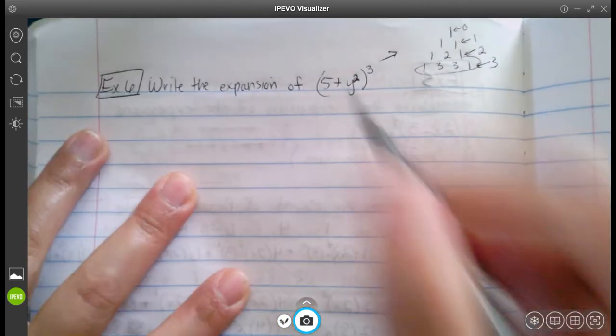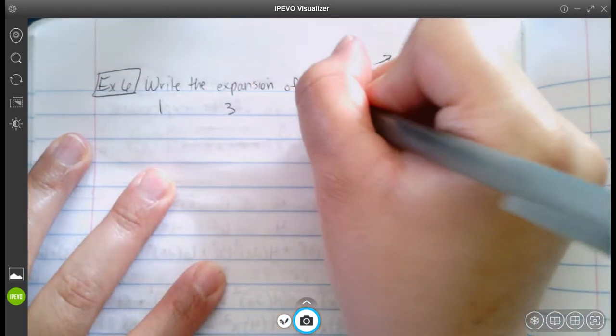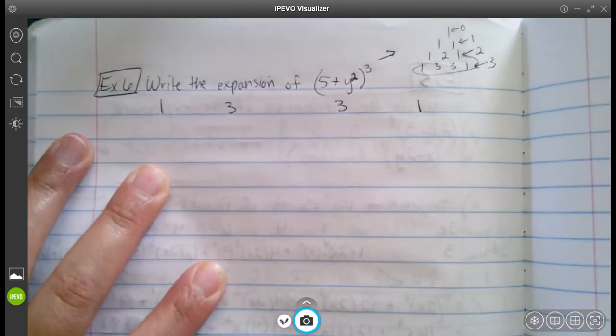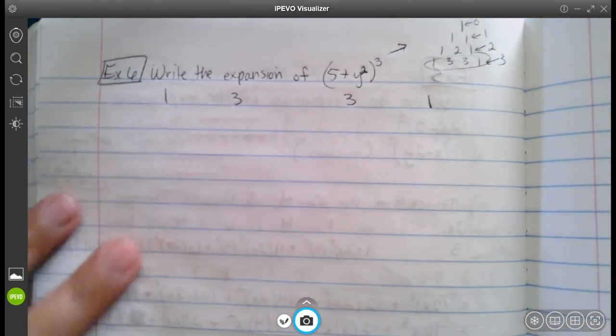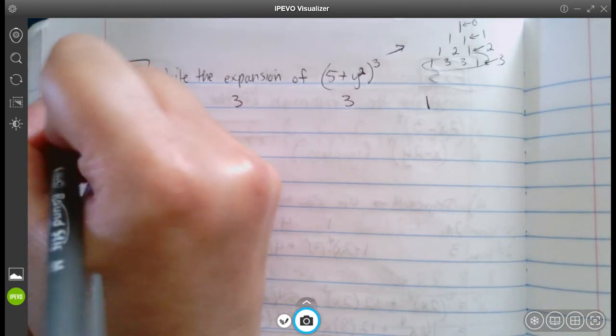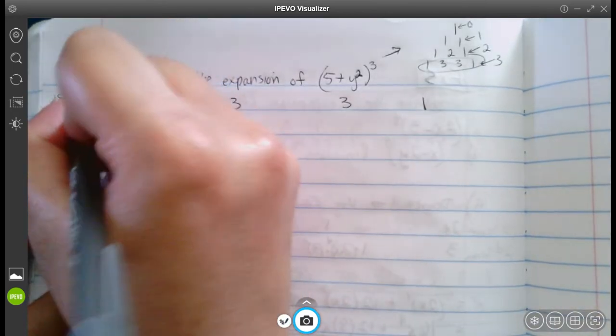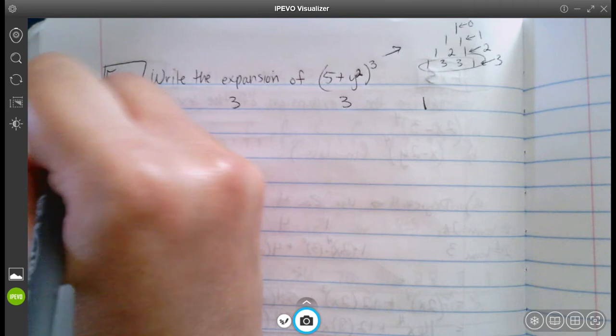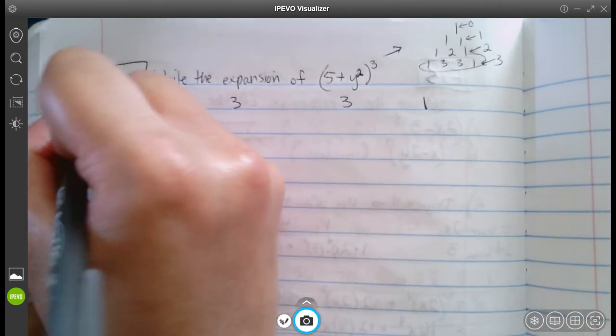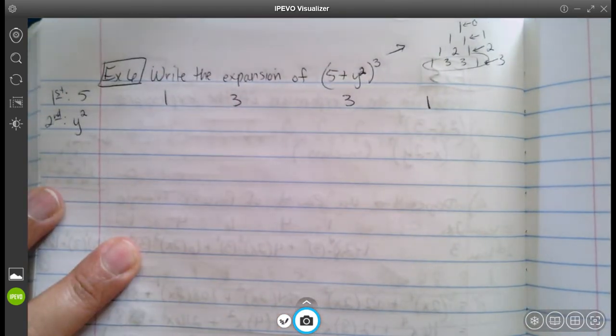Okay, so I'm going to write them out. So 1, 3, 3, 1. I'm going to space them out a little bit better this time, unlike the one before. And then just like last time, my first term is the 5, and my second term is y squared. So be careful with that square, okay?